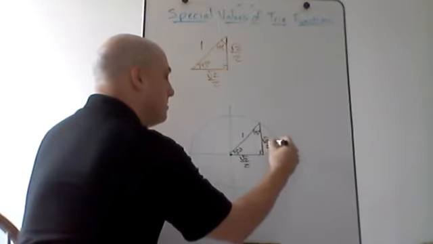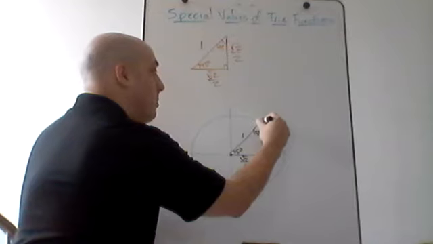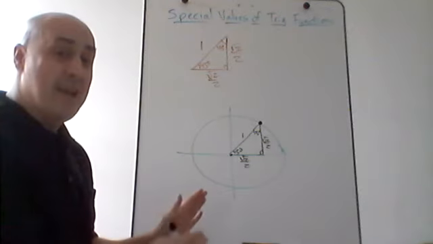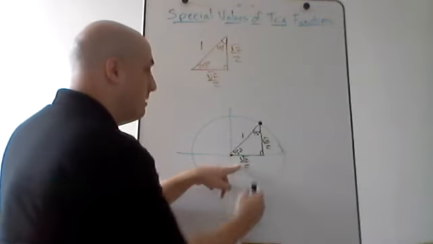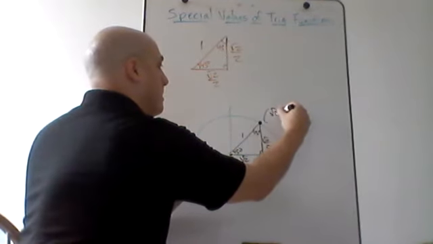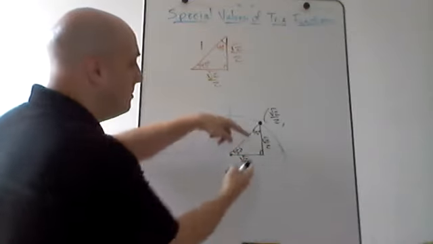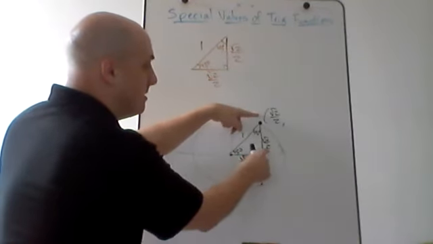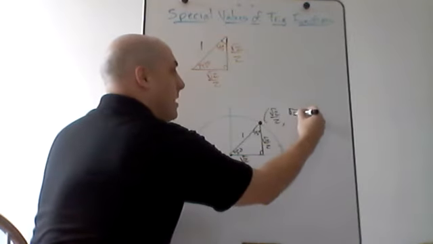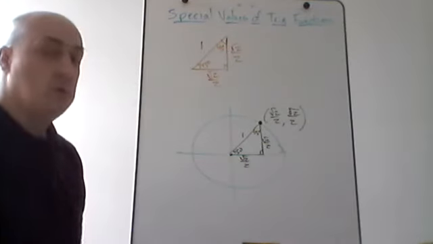This side here is root 2 over 2. So this point here on the unit circle has an x-coordinate of root 2 over 2. From here, I move to the right root 2 over 2 units. And for the y-coordinate, I go from the x-axis up to here. That's a distance of root 2 over 2, so the y-coordinate is also root 2 over 2.